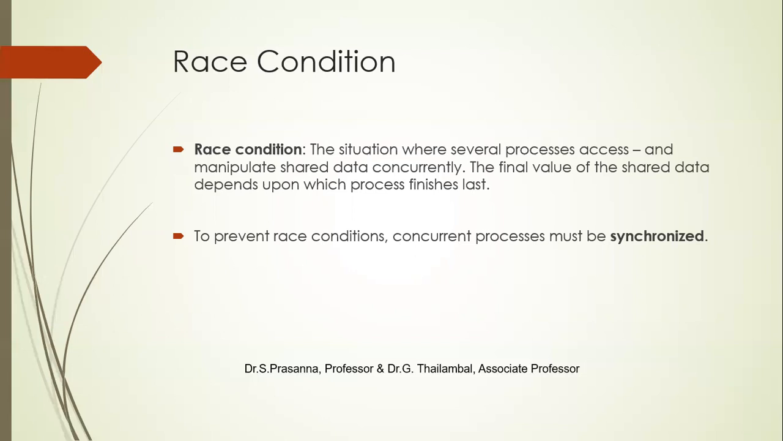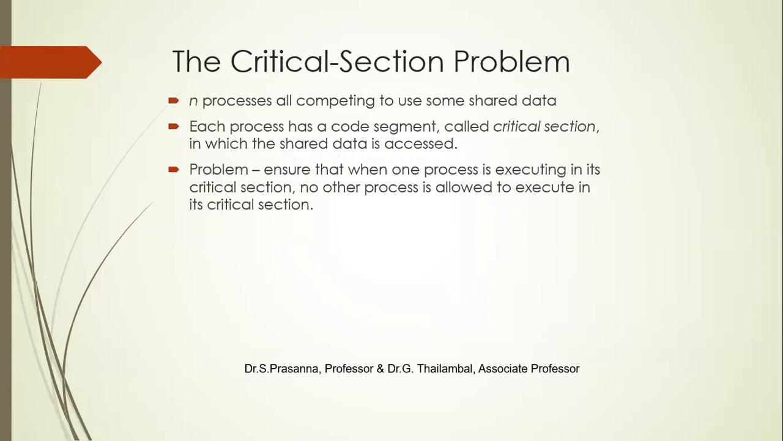What is a race condition? It is when more than one process is continuously trying to access the shared data. While one process is executing on that shared data, all the remaining processes need to wait for a long time. So this is called a race condition. This should be avoided with the help of synchronizing the concurrent processes.